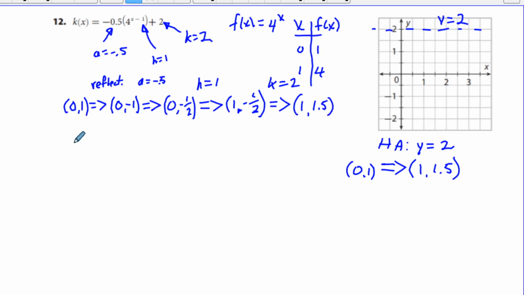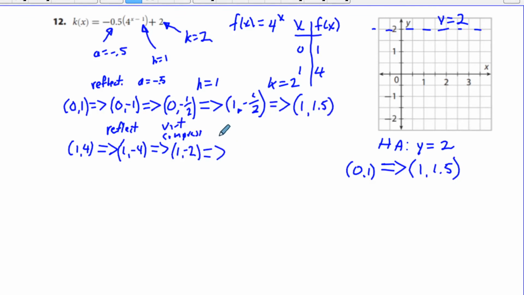Okay, next we have 1, 4. And reflect. We have 1, negative 4. Next, for a is equal to, I'll just say compress, vertically compress. So we compress. That 1 will stay the same, but this negative 4 will be multiplied by 1/2, so we'll get negative 2.